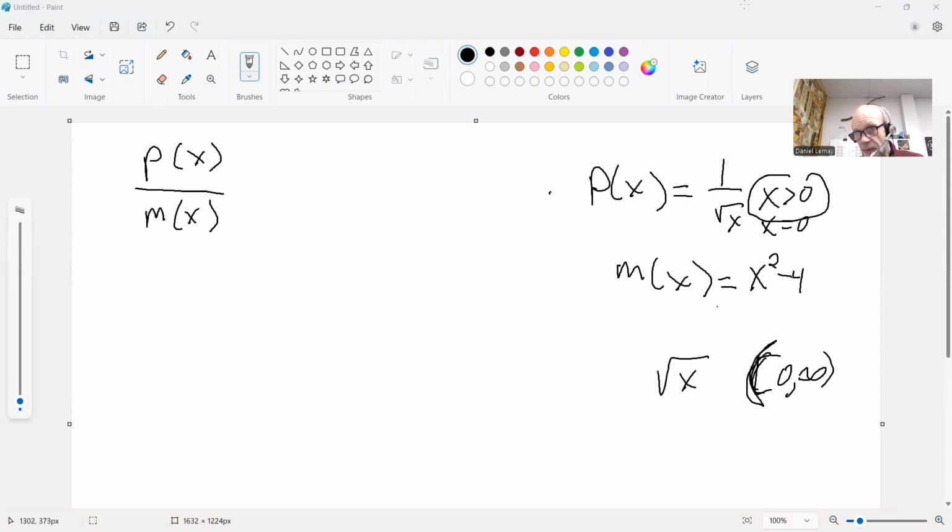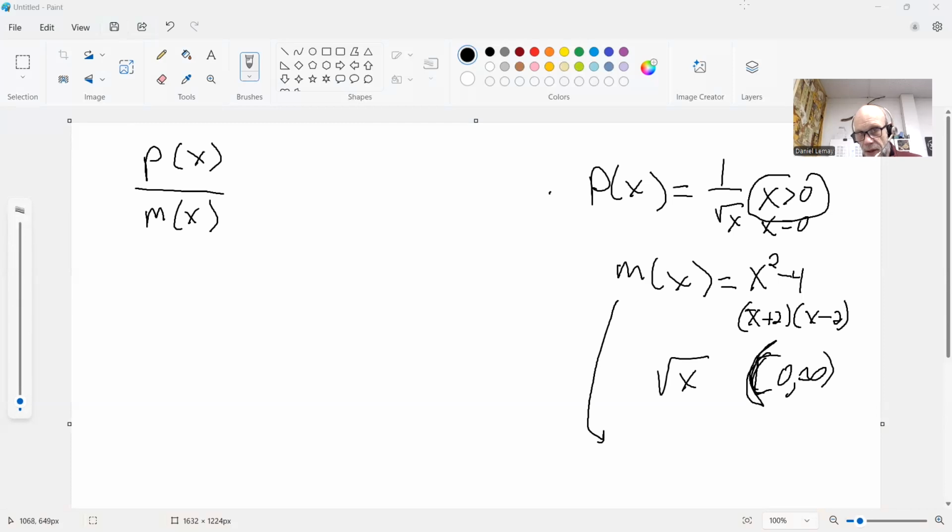This is a polynomial. And I don't know if you remember from algebra 2 how that factors: X plus 2 times X minus 2. And that would have zeros at -2 and +2. So how do I want to approach this?